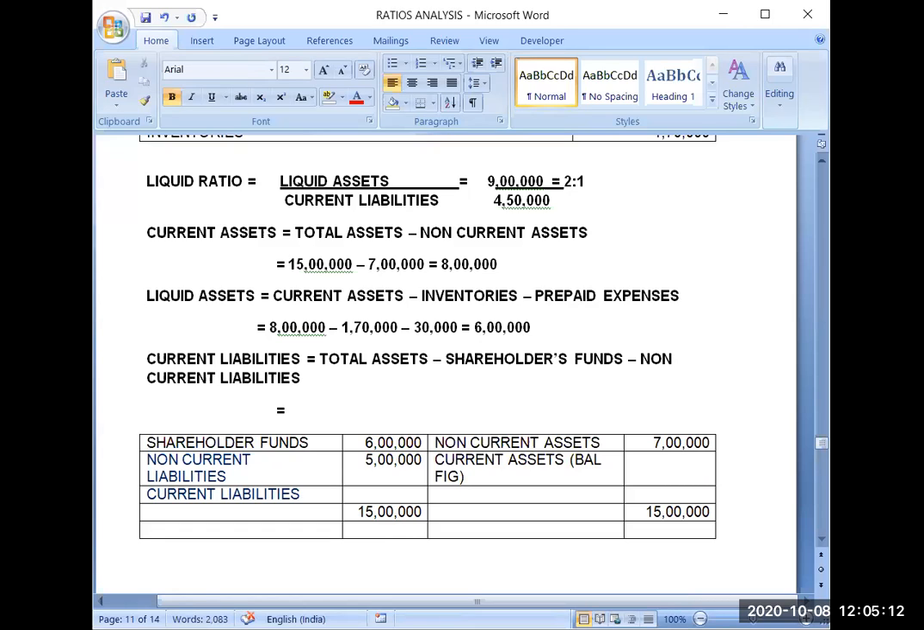Current liabilities is equal to total assets, again 15 lakh, minus shareholder fund, which is 6 lakh. Write in the same sequence. Non-current liabilities are 5 lakh. The sequence should be kept the same. So now 15 lakh minus 11 lakh, it will be 4 lakh. So now you can say your liquid assets are 6 lakh and your current liabilities are 4 lakh.